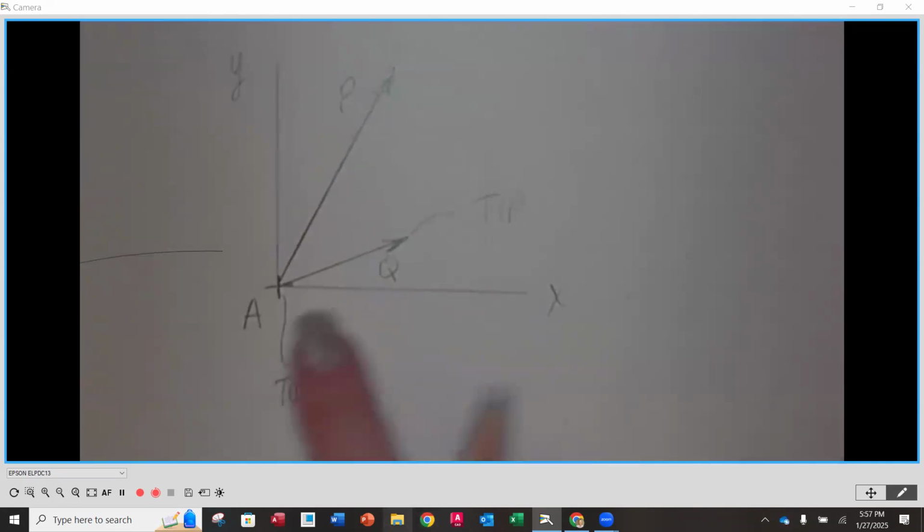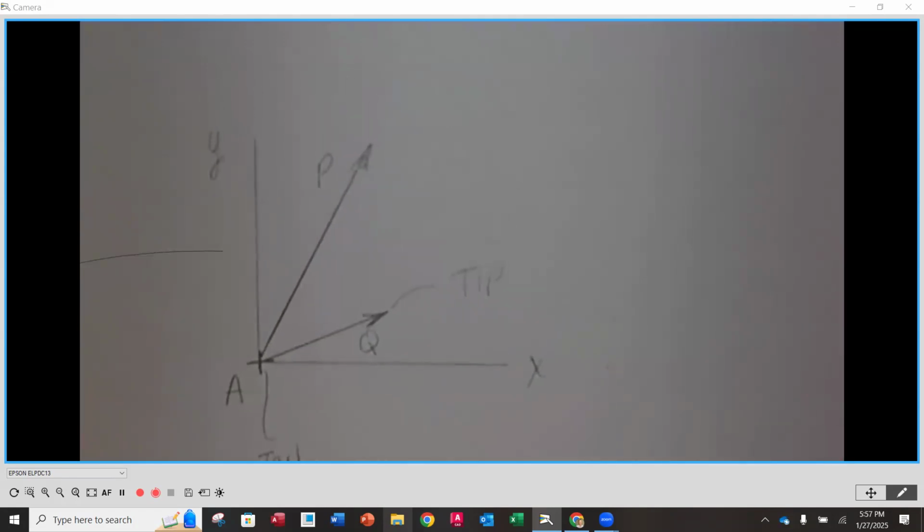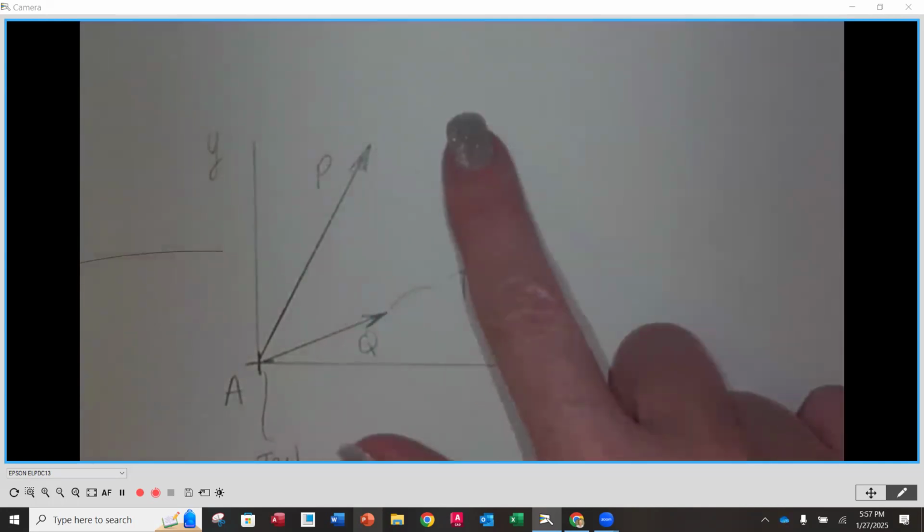All right. So now I've got my two applied forces at A. So we want to find the resultant. We want to find the one force that is going to replace this and have the same net effect on the body. So to do that, we're going to use what we call the parallelogram rule. The parallelogram rule is going to be drawing a parallelogram. So we are going to take a line and we're going to draw a construction line that is going to be parallel to Q through the endpoint of P.